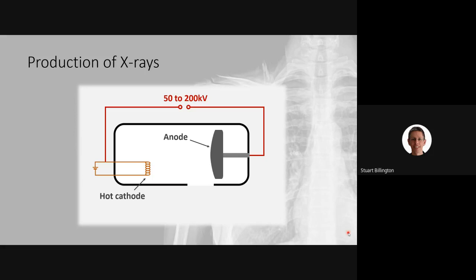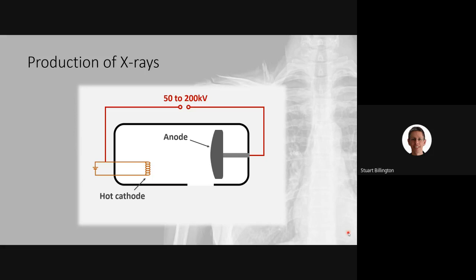So we're going to attach a kilovolt supply between the tungsten, which is going to become an anode, and the hot filament, which is going to become the cathode. Depending on what you want to do with the X-rays, you would choose a voltage somewhere between 50,000 and 200,000 volts. So these are not messing about. The electron gun we have in the lab is only 5,000 volts.